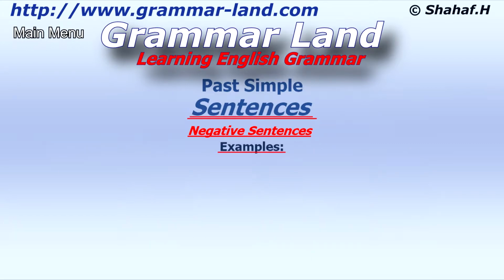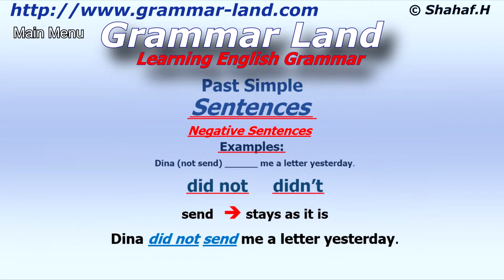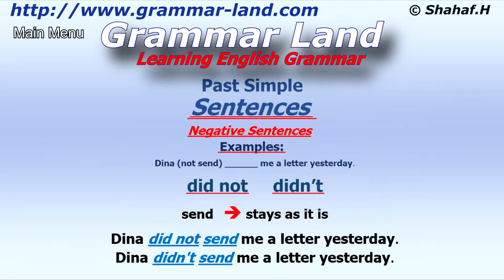More examples: Dina not send me a letter yesterday. After the subject, Dina, we use did not, or didn't, and then the verb send, in its present simple tense form. This is how the sentence should be. Dina did not send me a letter yesterday. Or, Dina didn't send me a letter yesterday.